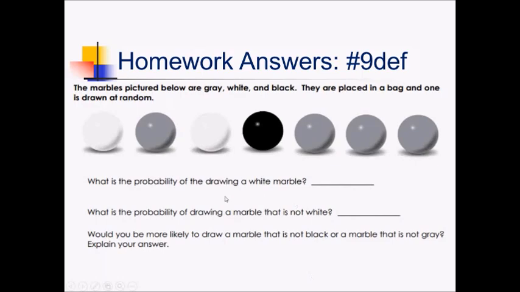For this next part of the problem, we want the probability of drawing a white marble. Now again, there's 7 total marbles. Only 2 of them are white, so we have a 2 over 7 probability, which we can't really reduce.